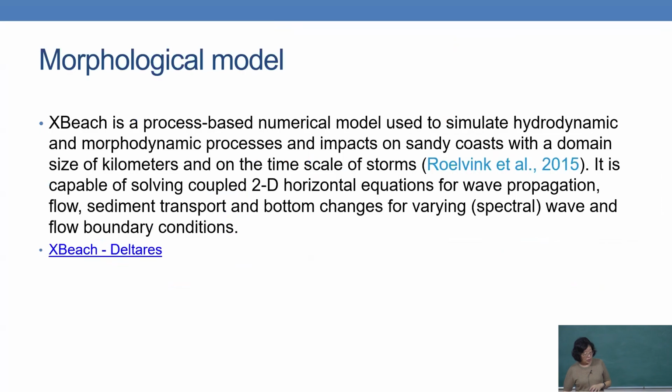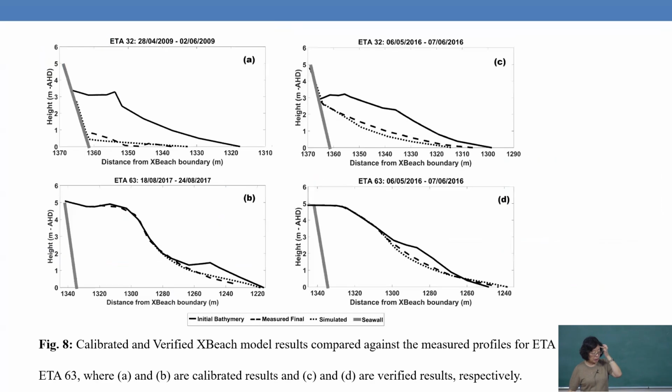And then we use XBeach models to do the predictions of the beach profile change. So that's just a few examples. You are able to see the dark lines, that's an equilibrium profile. And these few lines, the short dashed-dot line and dashed line, one is a measurement, and which one is the measurement? Yeah, this is the measurement. The dashed line is the measurement, and the simulated is the dotted line. So you are able to see they are in very reasonably good agreement.